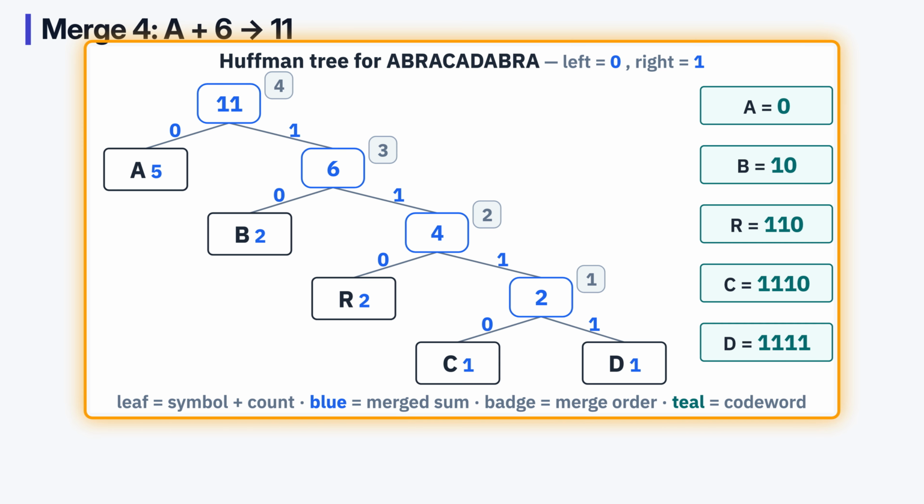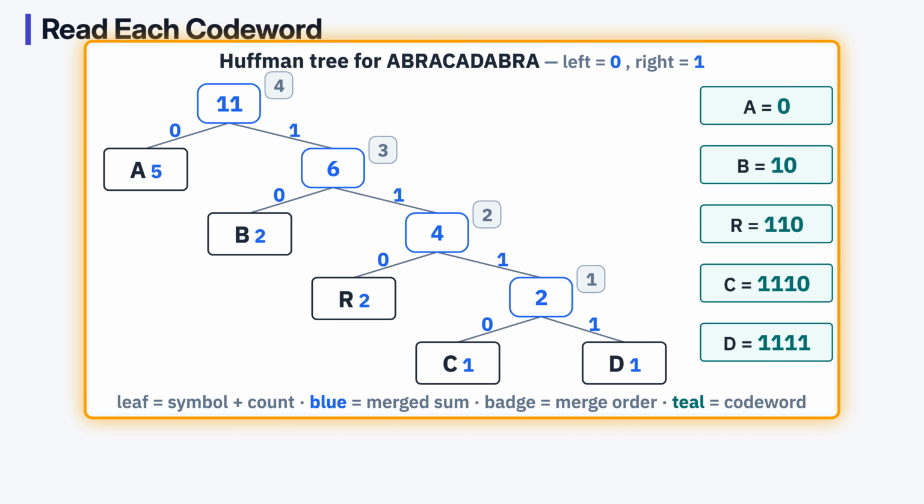Merge 4, the last one. Two nodes remain, A worth 5, and the node worth 6. Merge them into a parent worth 5 plus 6, which is 11. That 11 is the total number of symbols in the message, so this node is the root, and the tree is complete. Badge 4 marks it. From one lone leaf per symbol, 4 merges built the whole tree.